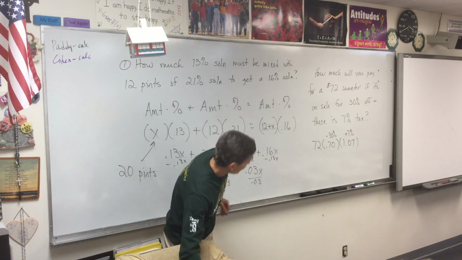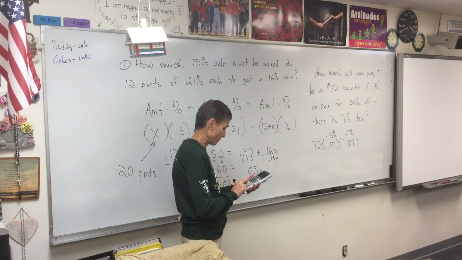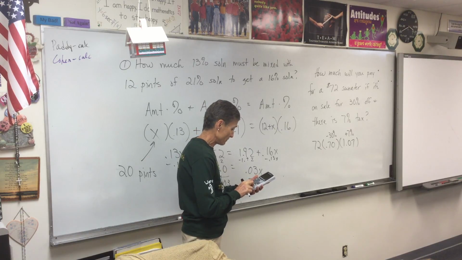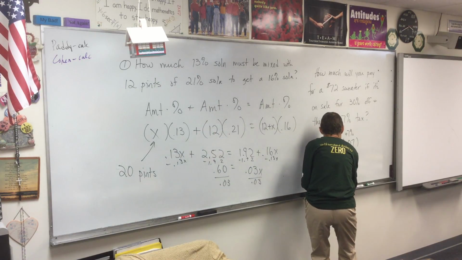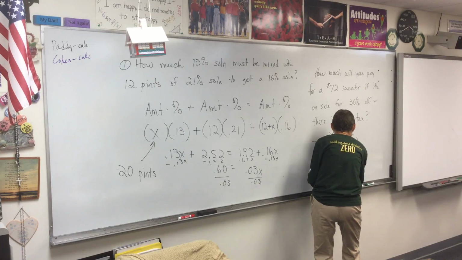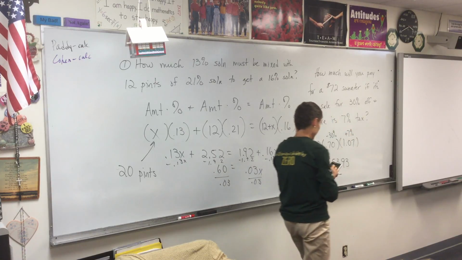And then we just type it all into our calculator, round it off to the nearest cent, just like the store does. And we would be paying $53.93 for our sweater.